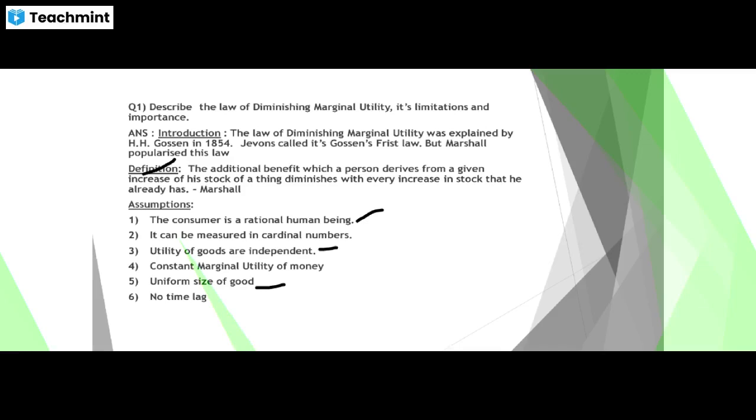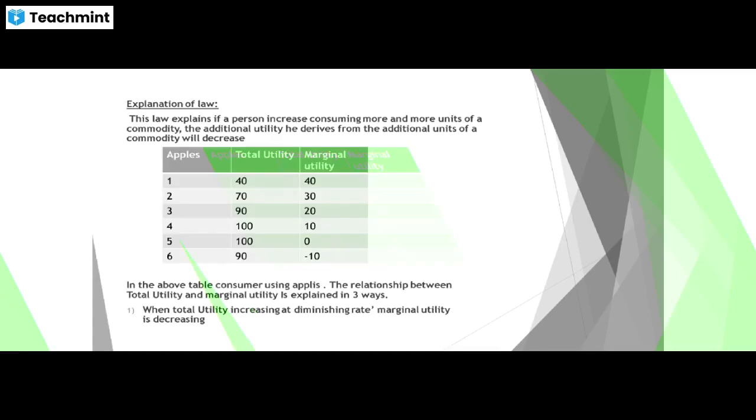And the sixth one is no time lag. That means we use one good after another. We don't take a time gap. Okay. So these are the introduction, definition and assumptions. So let's see the table explanation. Here, let's see once again what the law explains.